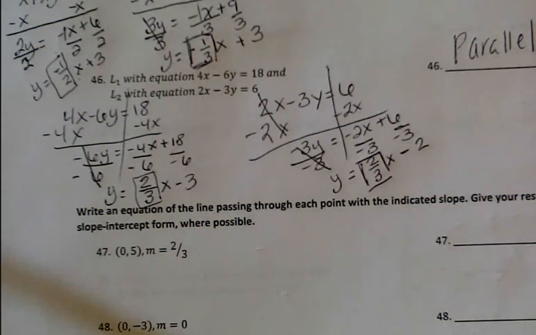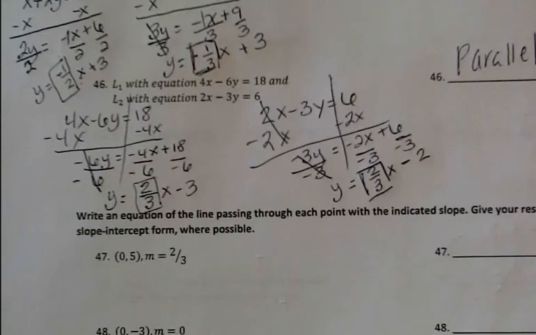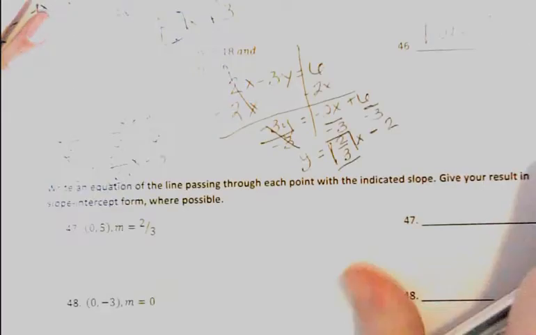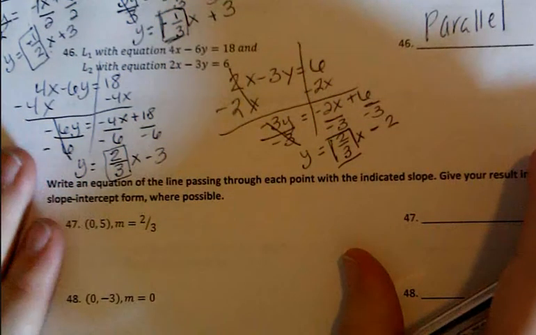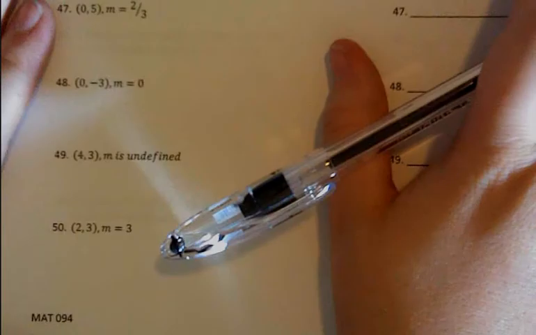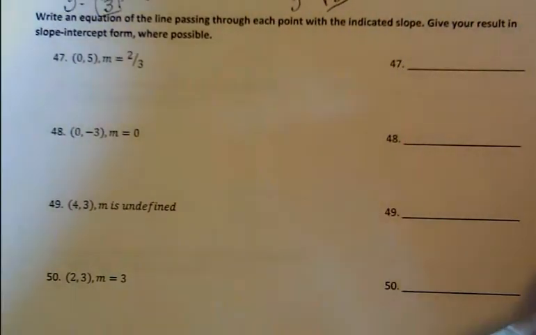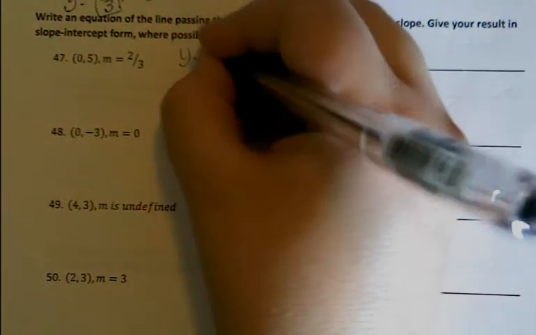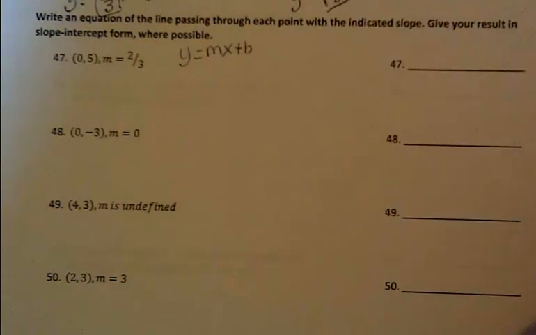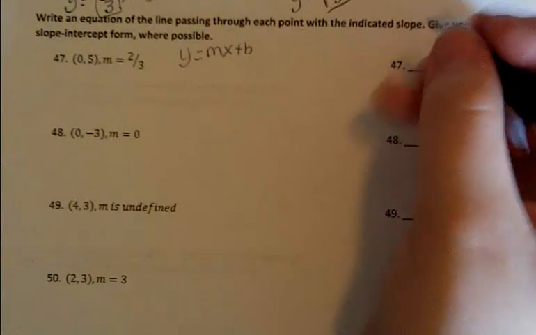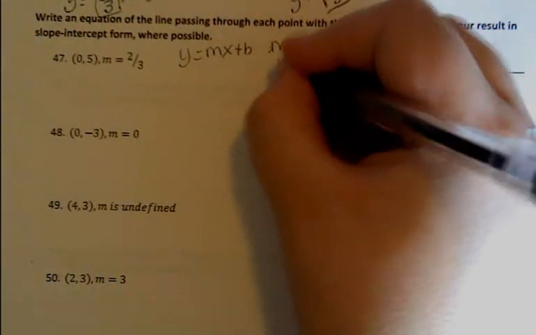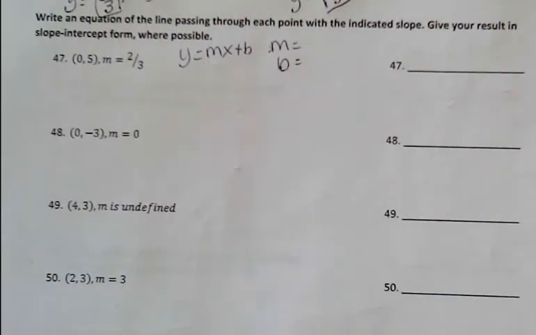Now let's look at problem number 47. Problem number 47, the directions tell you to write the equation of a line. Well, we know the equation of the line is y equals mx plus b. Well, in order to write the equation of a line, we need the m and we need the b. Well, our m, they tell us, is 2 over 3, so that part is easy. Now, all we need is the b.